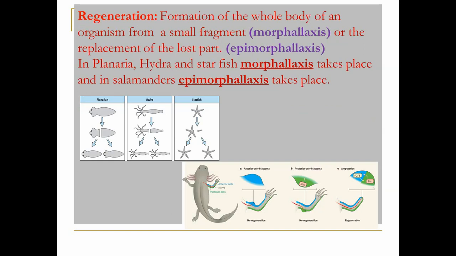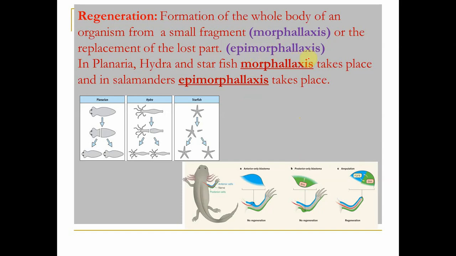The next is regeneration. Here it is most different from other asexual modes of reproduction. It is the formation of the whole body of an organism from a small fragment, or the replacement of a lost part. There are two types of regeneration. One is morphallaxis, and the second is epimorphosis.